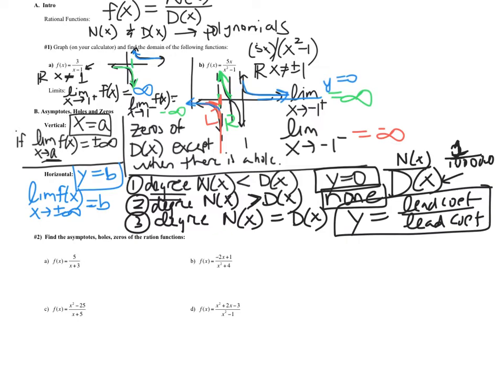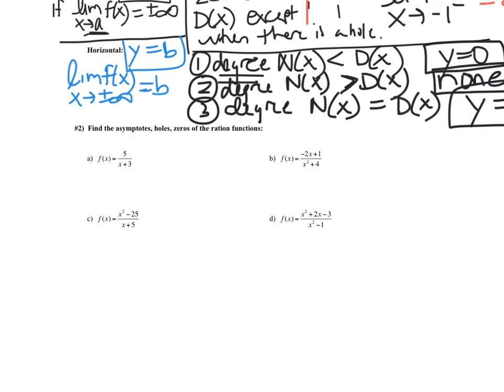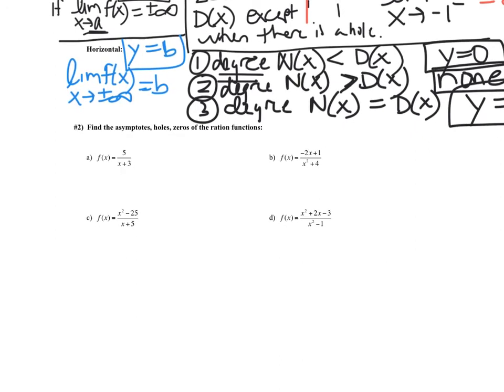So let's take a look at some examples now. Okay? So number 2, find the asymptotes, holes, zeros of the rational function. So let's go ahead and look at this first one. We have f of x equals 5 over x plus 3. So the first thing we're going to do is find the vertical asymptote of this function.